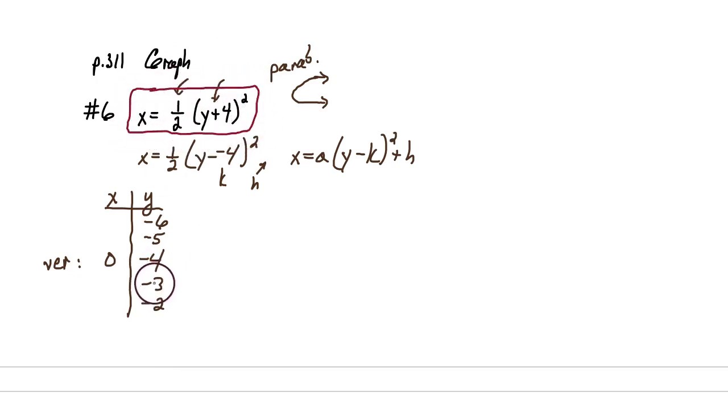Let's fill in -3. -3 plus 4 makes 1. 1 squared is 1, and 1/2 times 1 is a half. And this will be a half. Now fill in -2. -2 plus 4 is 2. 2 squared makes 4, and half times 4 is 2. And this will be 2. Now we can graph.